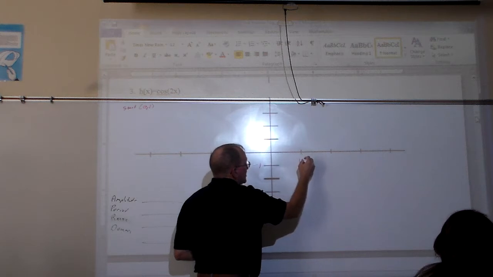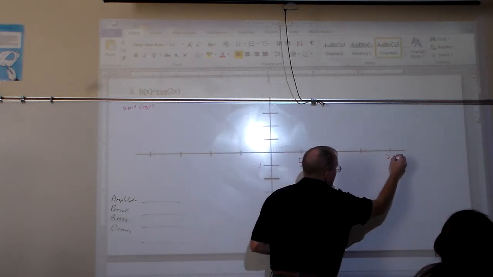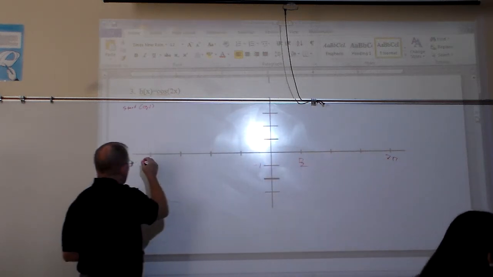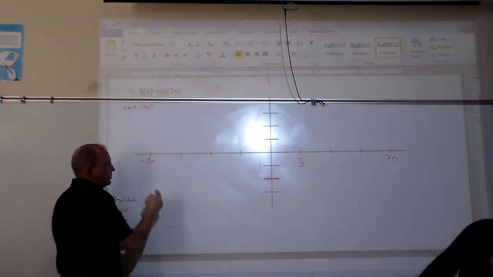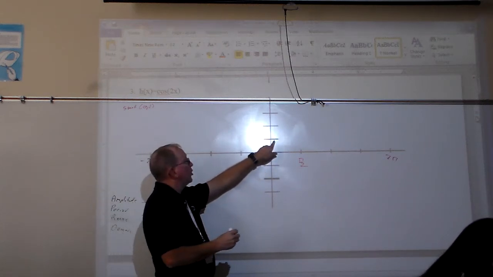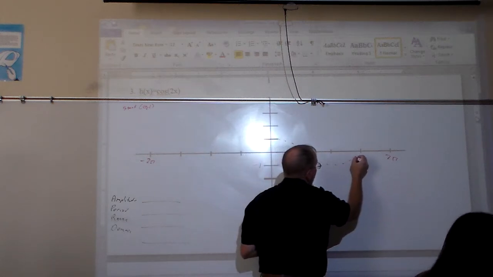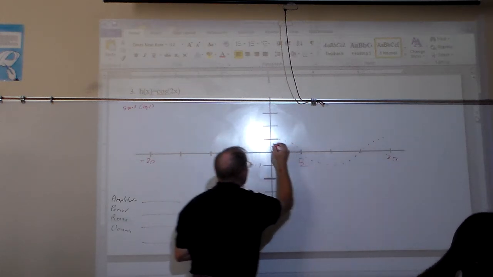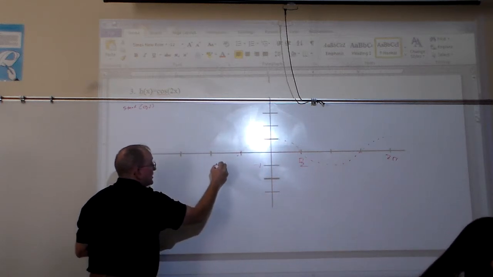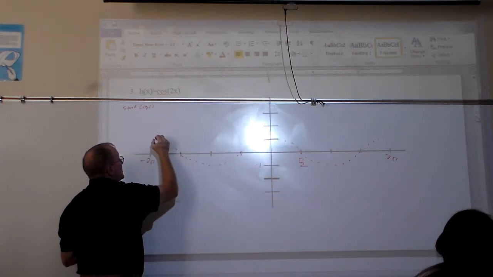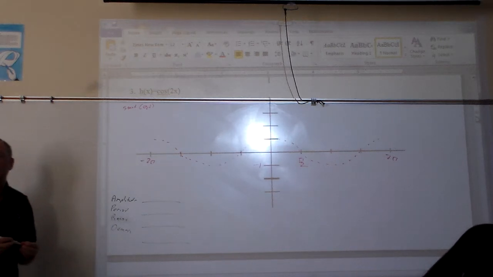And this is still my pi over 2. We have 2 pi out here. So every one of these is still a pi over 2. And the normal cosine graph looks like this. Now I'm going to make it dotted very lightly. Everybody got that? I'm not going to draw it very deep because this is not the answer. But this will help me get the answer very easily.